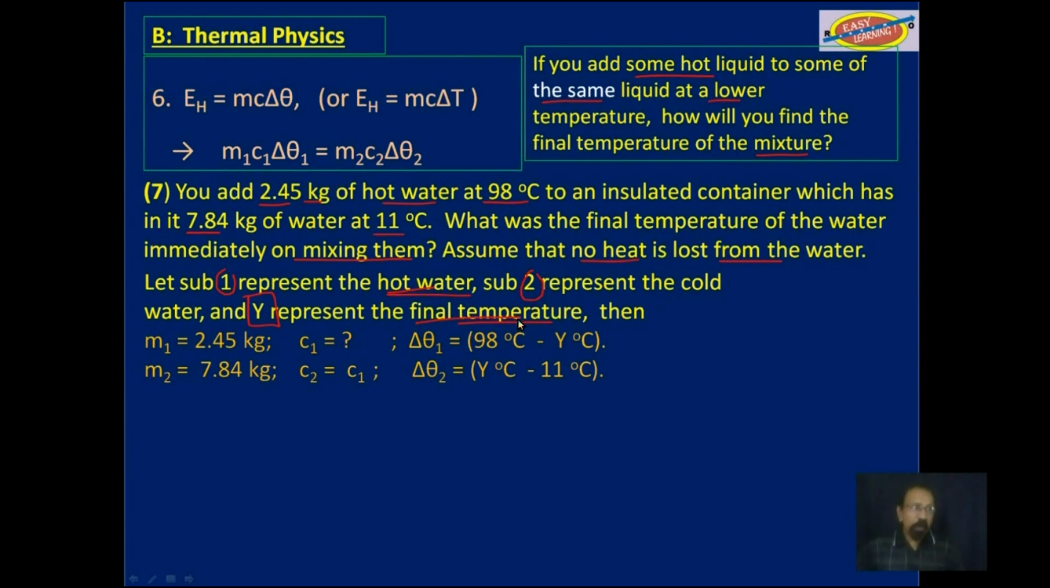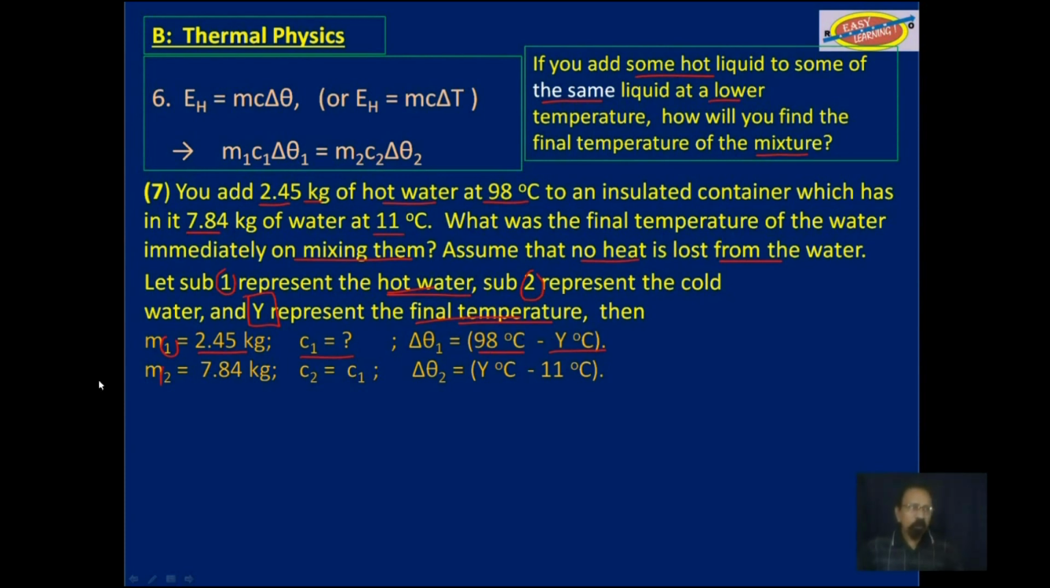So we know that m1, which is the mass of the hot water, is 2.45 kilograms. That is in the right unit. Well, we aren't given the specific heat capacity of the water. We are not given the change in temperature of the hot water either. But we know that it was 98 degrees Celsius and it dropped to y degrees Celsius. So the change in temperature will be 98 minus y.